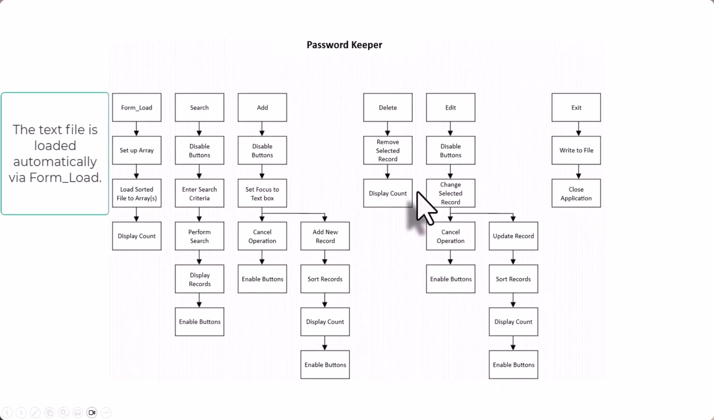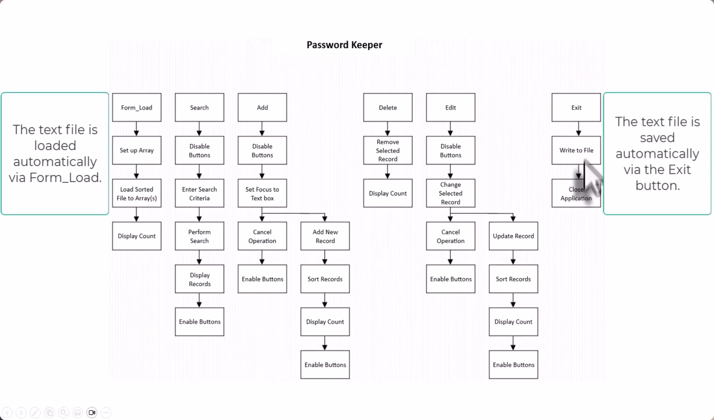It looks something like this. We have a form load, search, add, delete, edit, and an exit button. And when the program starts up, it sets up the array and loads the text file into the array. When we close the program, it writes that file back from the array because it may have been updated, it may have been changed, and we close the application. That's all well and good, and it works fine.